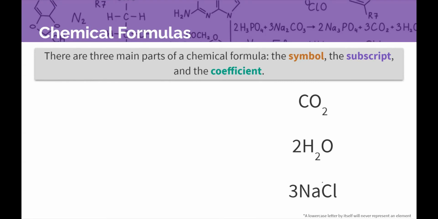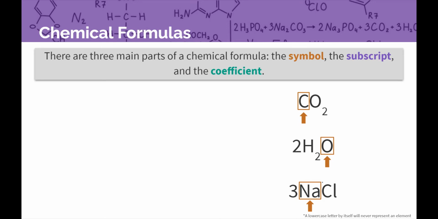There are three main parts in a chemical formula. You have the symbol, the subscript, and the coefficient. Let's start with the symbol. These are not all of the symbols that are in these three examples, but there are some of them. These symbols can all be found on the periodic table. That's exactly where they come from.